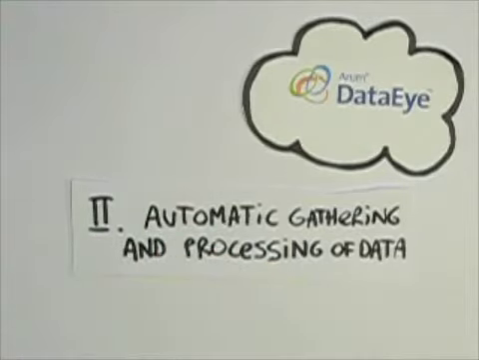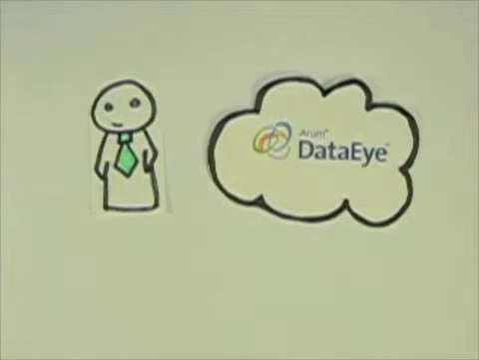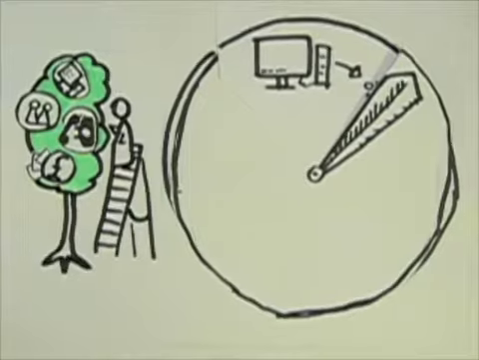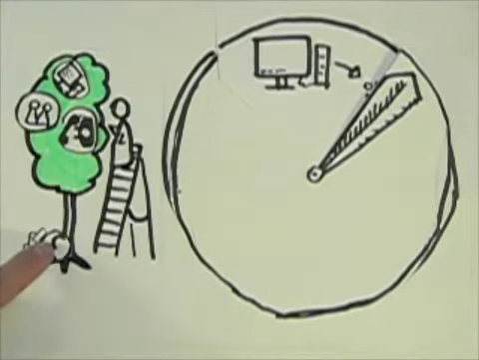Arum DataEye, automatic gathering and processing of data. Let's go back to the time when John's company didn't have Arum DataEye. Administrative staff had to manually gather information from all the relevant computer systems: telephony, collections, banking, and logging systems.